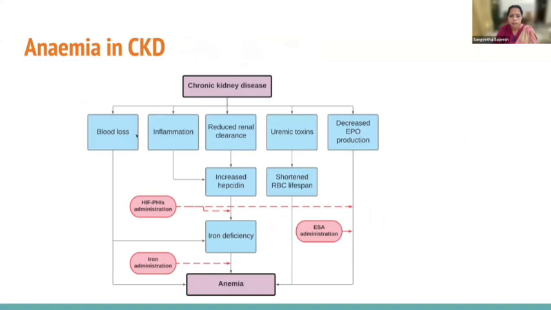So chronic kidney disease, we have already mentioned blood loss, inflammation, reduced renal clearance, uremic toxins, then decreased EPO production. So all these are factors which will lead to shortened RBC lifespan, then increased hepcidin, then iron deficiency, and anemia. So these are the three major points where we can act. One is ESA administration for decreased erythropoietin production, and HIF stabilizers for increased hepcidin, then iron administration in iron deficiency.